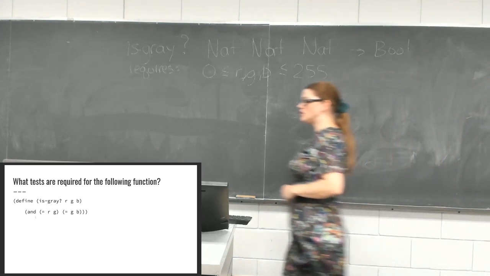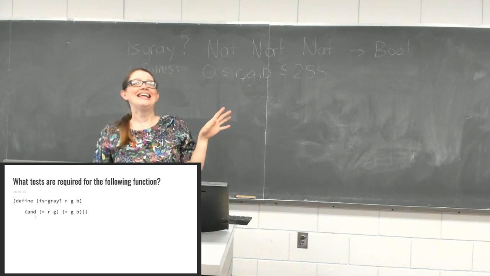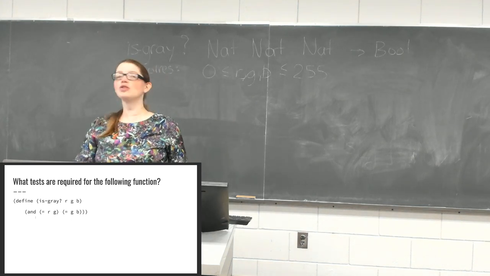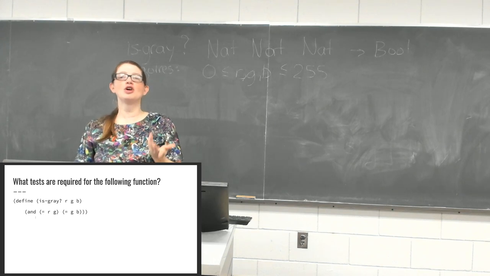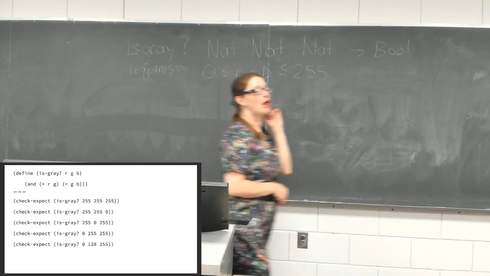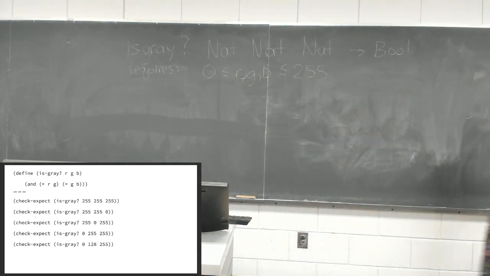So we could do, now apparently I have written these check expects down incorrectly. That's what happens when you write code in Google spreadsheets at 4 in the morning. They're missing the part for what we're expecting it to be. So just ignore that part.